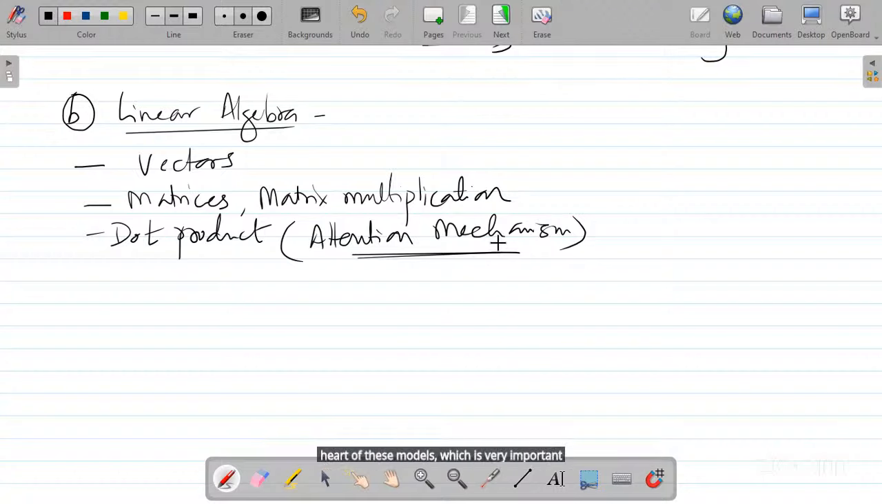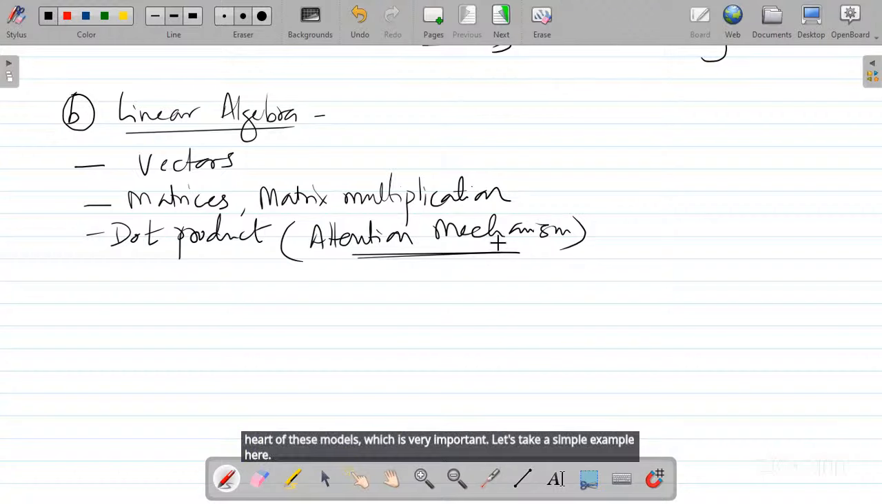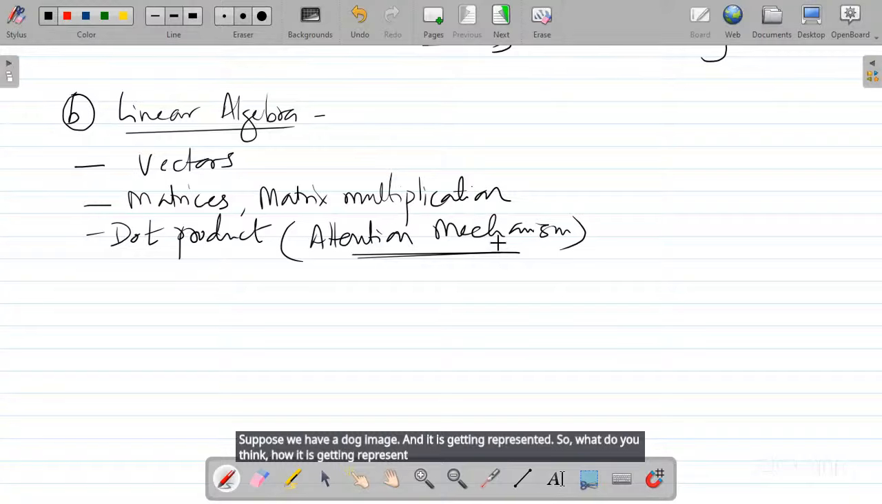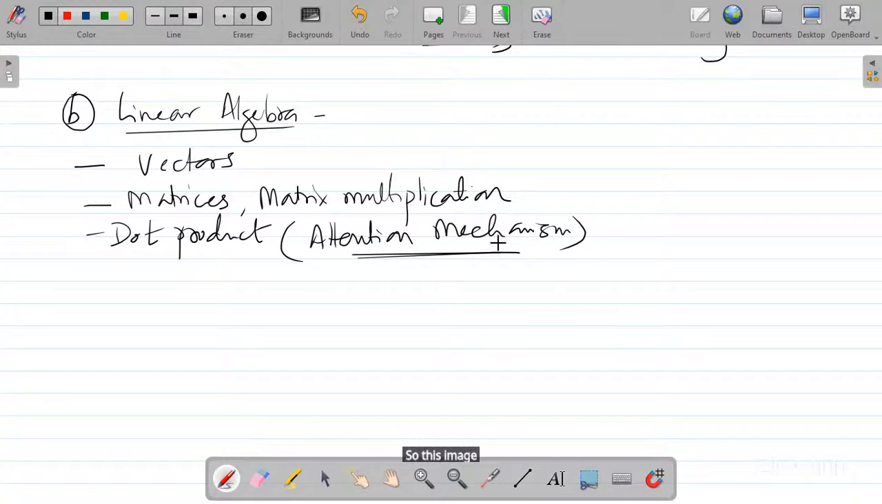Let's take a simple example here. Suppose we have a dog image and it is getting represented. So what do you think, how is it getting represented? This image is actually being stored as millions of numbers of pixels, because your model is going to process these numbers using which type of operation? Matrix operation, to understand that image.